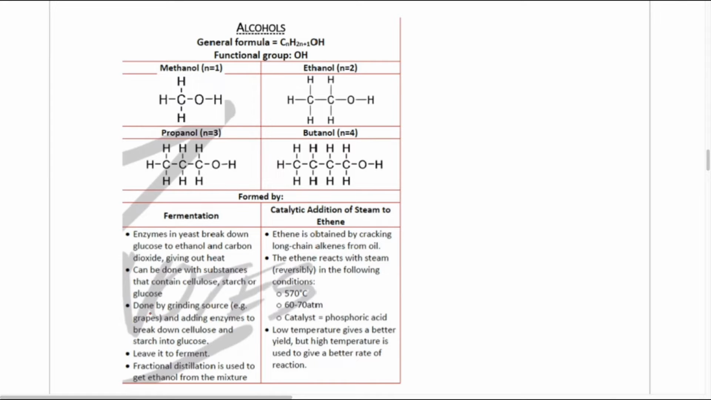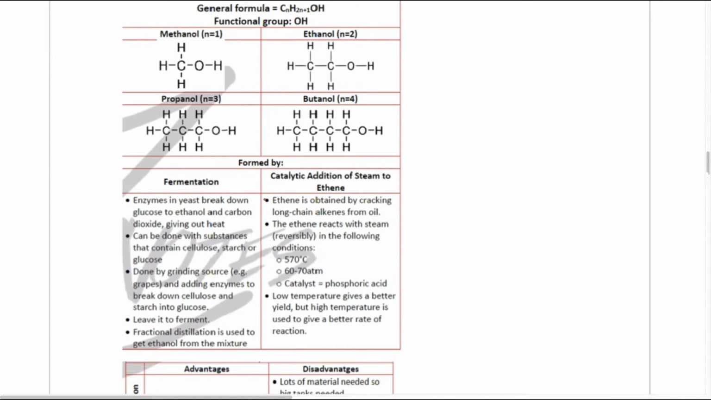It is done by grinding the source, for example grapes. You grind the grapes and then you add enzymes to break down the cellulose and starch into glucose. Leave it to ferment, that means you leave it without oxygen with yeast. The yeast will change it to alcohol. Fractional distillation is used to get ethanol from the mixture. If you want pure ethanol from the mixture, you do fractional distillation.